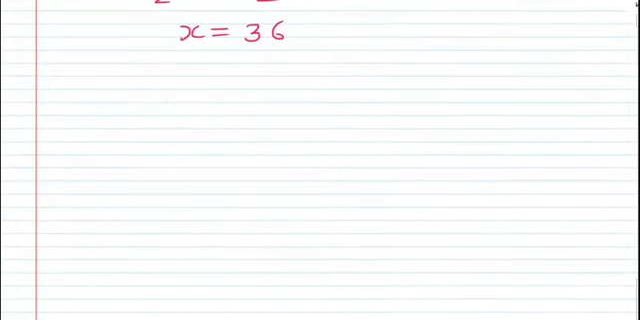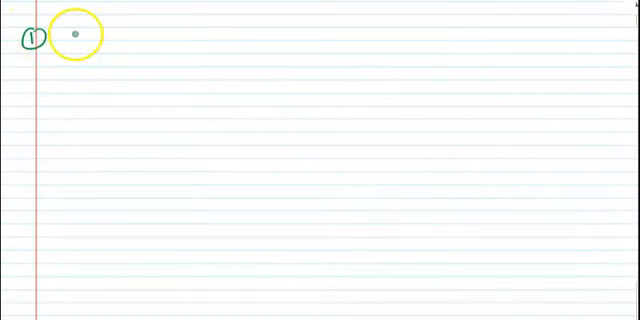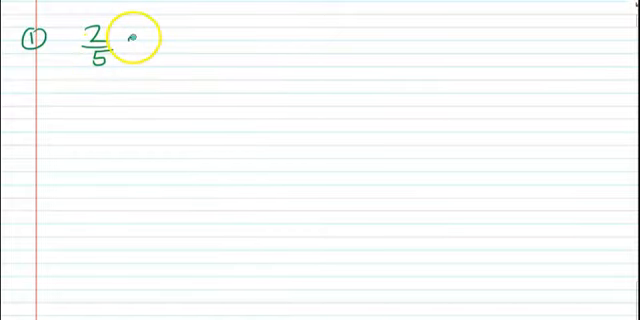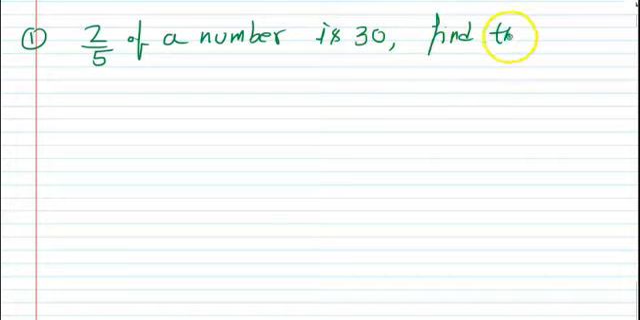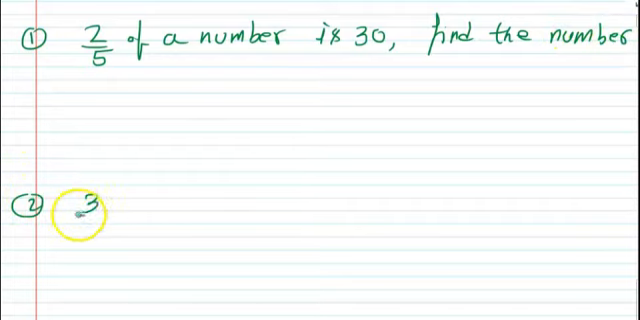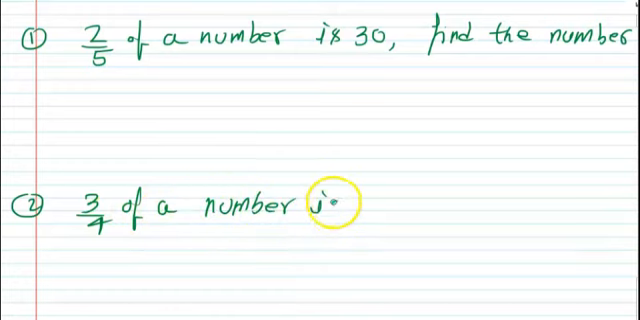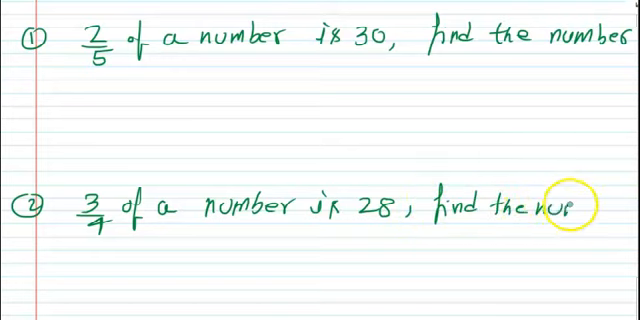Now practice questions for you. So the first question is: 2/5 of a number is 30. Find the number. Please start working. Find the number. And question number 2 is: 3/4 of a number is 28. Okay. And find the number. Please start working out.